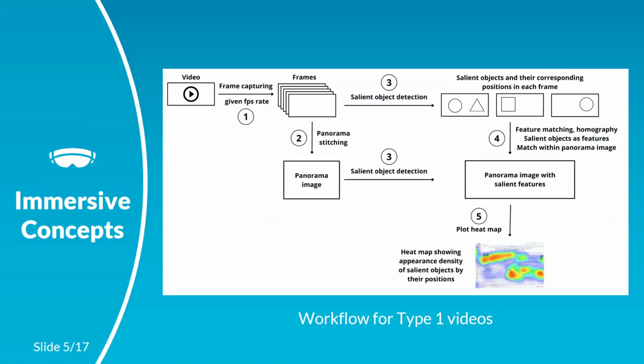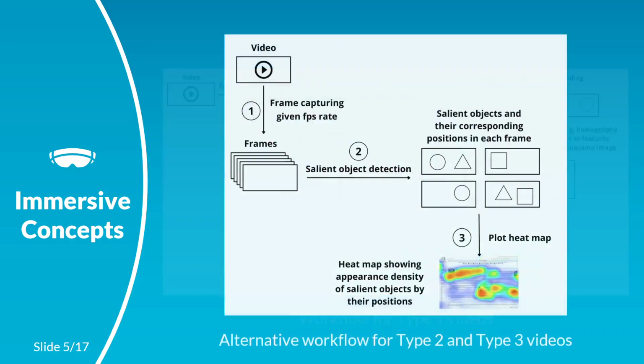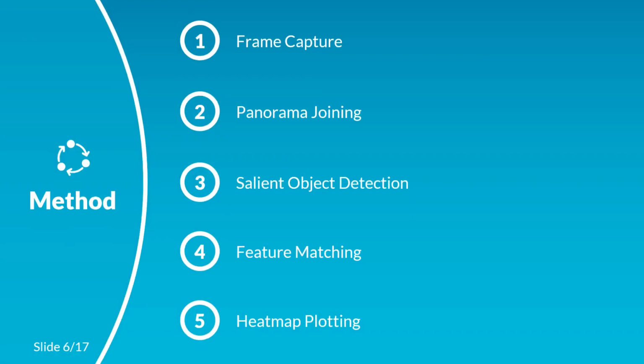For the Type 1 video, the process involves 5 steps. First, split the video into multiple frames. Second, we conduct panorama stitching or joining to merge all frames into one view. Third, we conduct salient object detection on each frame and on the panorama view. Fourth, we conduct feature matching between salient objects on each frame and the panorama image. And finally, we plot a heat map showing appearance intensity of those salient features on the panoramic image. For the Type 2 and Type 3 videos, the process is basically Type 1 excluding everything about panorama and feature matching. Now, we will use the Type 1 video, the toy video, to introduce the method.